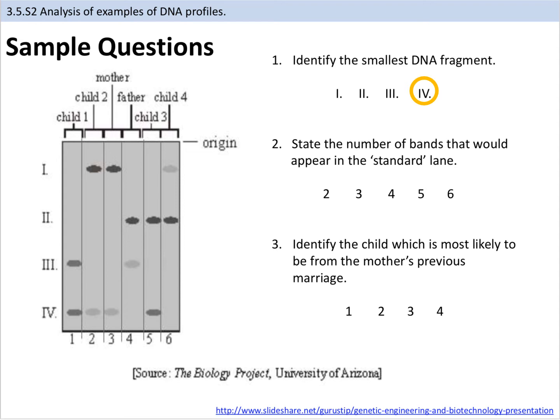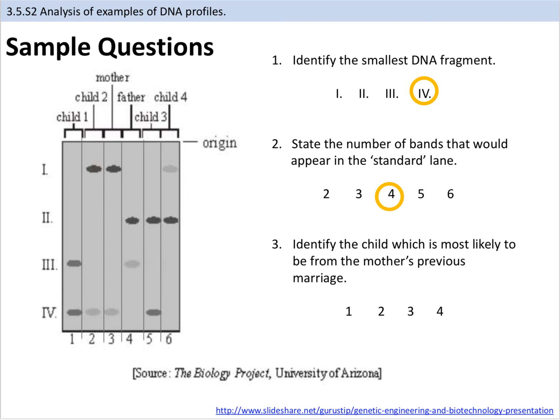Next, state the number of bands that would appear in the standard lane. So how many standard bands would we want to have present if we're going to be doing this paternity test with all the different points that we've cut it? So when you think about it, how many bands do we have? We've got 1, 2, 3, 4, right? So we'd want at least 4 bands in our standard lane or our marker lane, so that we can compare band size and give us an idea of how big the DNA must be in those bands that have appeared.